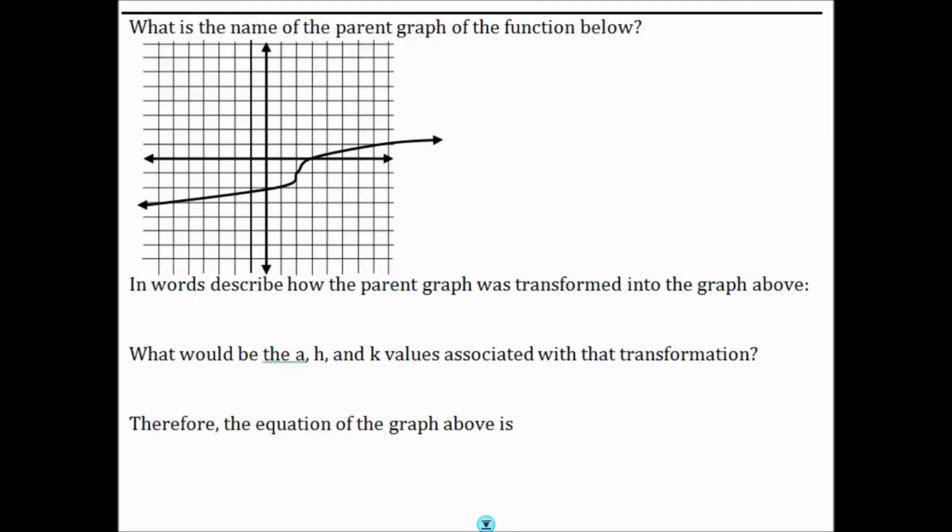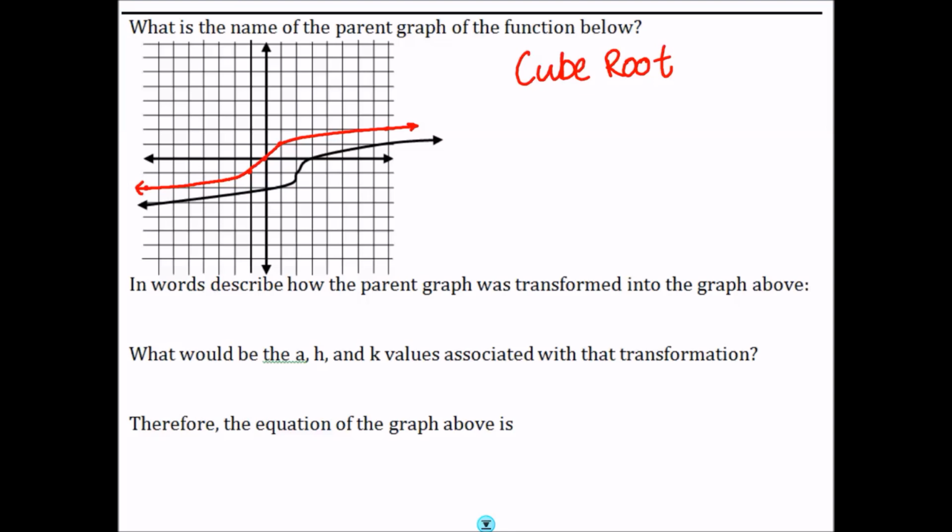So we have a graph here, and then some questions that I think are helpful in figuring out the equation of this graph. So first of all, what is the name of the parent function? This is a cube root function. The next question says, describe in words how the parent function was transformed. So I'm going to draw in just the regular old cube root function real quick. That way we can better see how the graph was transformed.